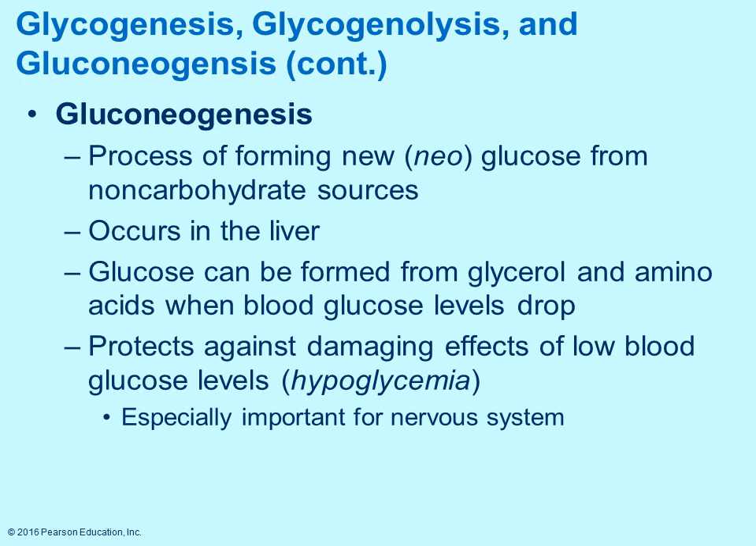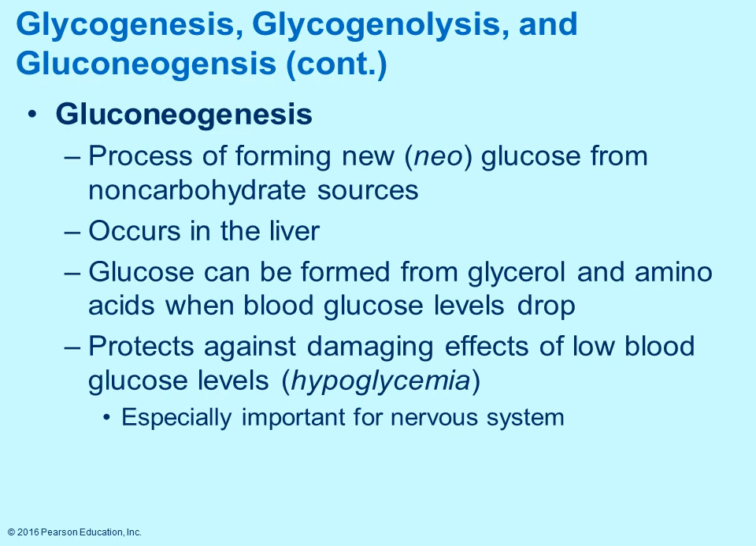Gluconeogenesis is forming new glucose from non-carbohydrate sources. So it's not taking it from the glycogen that has been stored. This will occur in the liver. And what the liver can do, the cells there, they can carry out reactions where they can take glycerol and amino acids and combine them together to form glucose.